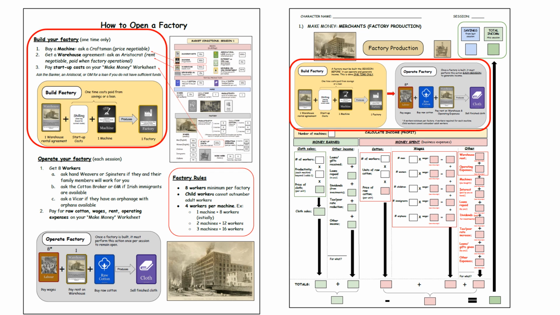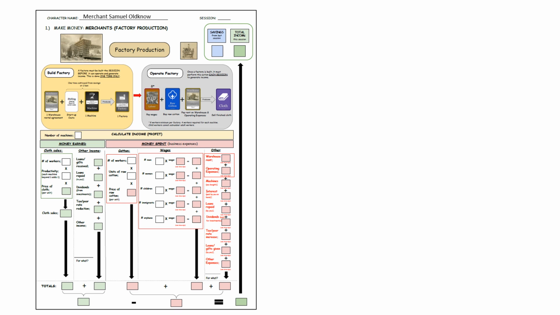The first step is that a factory has to be built. In other words, the merchant has to buy a machine, get an agreement from an aristocrat to rent a warehouse in the next session to house the machines, and pay startup costs to open the factory. And then after the factory is built, in the session after it's built, it can be opened and operated, but this requires getting 8 workers and then paying for all the things that are needed to run the factory: cotton, wages, rent, and operating expenses.